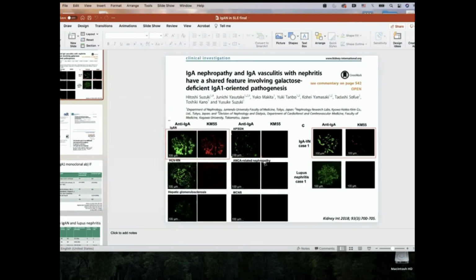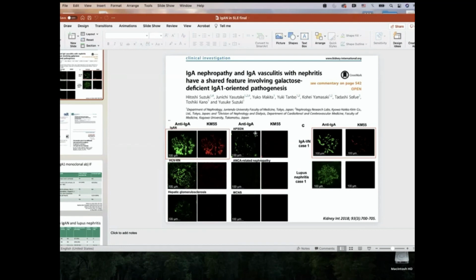It is in the secondary IgA deposits in patients, let's say, who have cirrhosis. Are some of them KM55 on occasions? So that's a great question, Dr. Crossan.